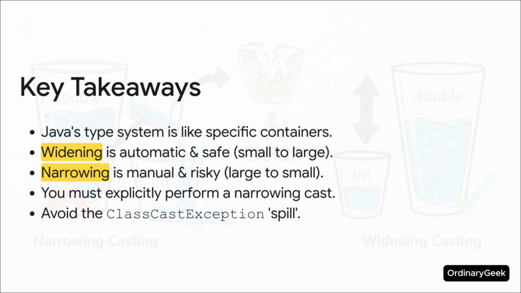So let's just quickly recap the absolute essentials. Number 1, always think of Java's data types as containers. Number 2, widening is the easy automatic pour from a small container into a big one. Number 3, narrowing is the risky manual pour from a big container into a small one, where you will lose data. You have to tell Java you want to do it. And finally, that class cast exception. That is a catastrophic failure that you need to code carefully to avoid at all costs.